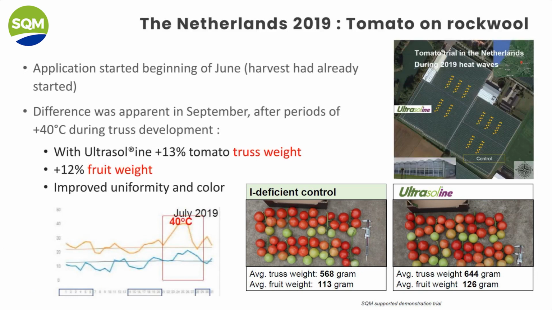In the Netherlands in 2019, and this was the season where Katja already referred to with this heat wave in July 2019 with temperatures above 40 degrees Celsius on many days, which is quite exceptional and hard to manage in the Netherlands. There we did have a partial application with ultrasaline K+, so we only started in the beginning of June. But when we evaluated the results in September, really after this heat wave period, we saw that despite the limited application of ultrasaline, we still had 13% truss weight increase and 12% fruit weight increase. It was also shown that we had improved uniformity and color. So again, indicated that especially also under these stress conditions, iodine has this value.